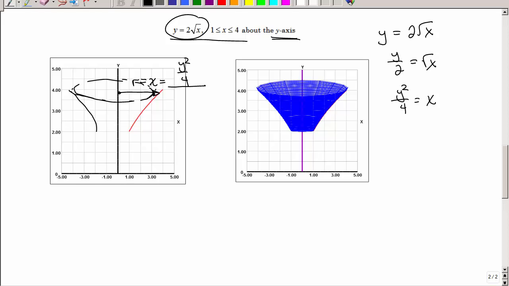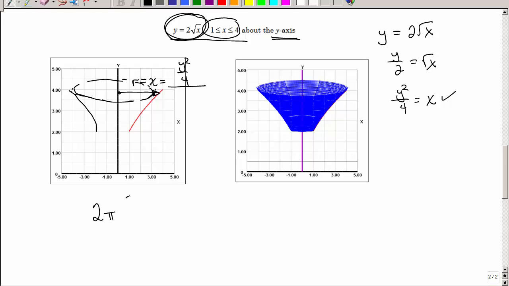But let's make a choice. Which variable do I want to use? I could go through and use y, but I think x is still the easiest variable to use because they've given me my limits in terms of x, my function is in terms of x. Just because I'm revolving around the y-axis does not mean I need to use the y variable.